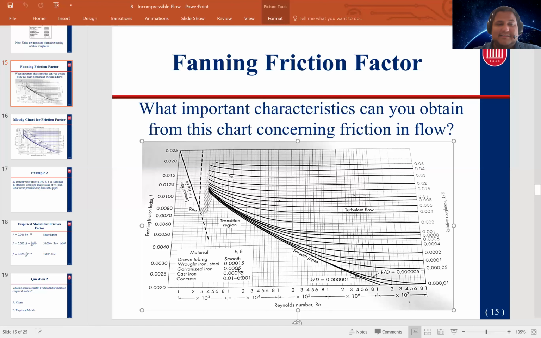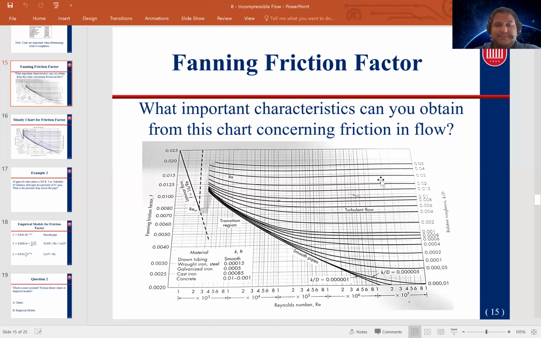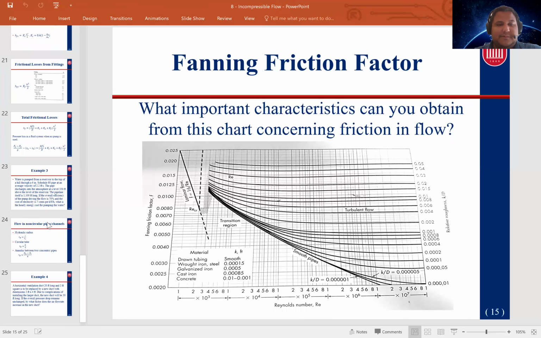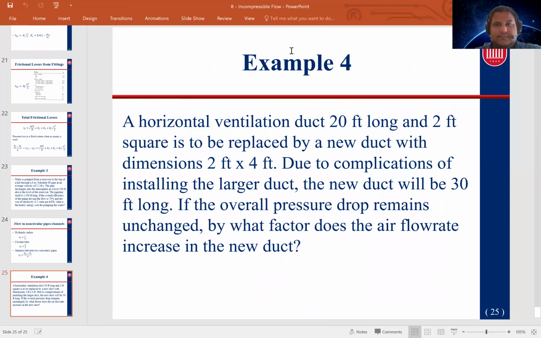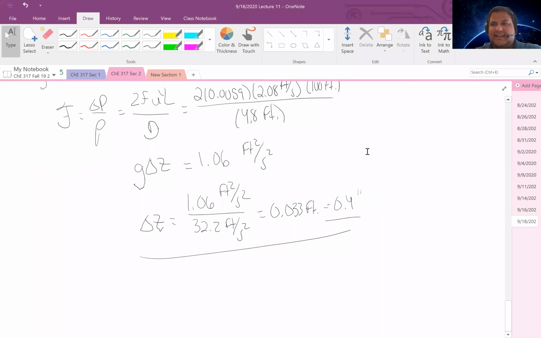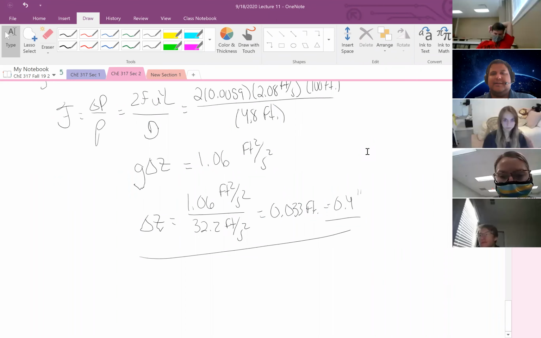Any other questions that you guys might have about incompressible frictional flow? All right, if not, I think I'm just going to cut class today. That's all I have. And so next week, we will take a look at compressible flow.